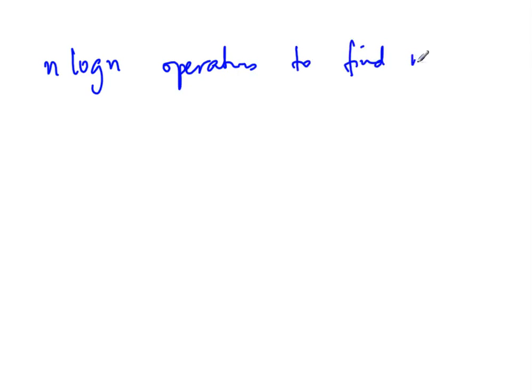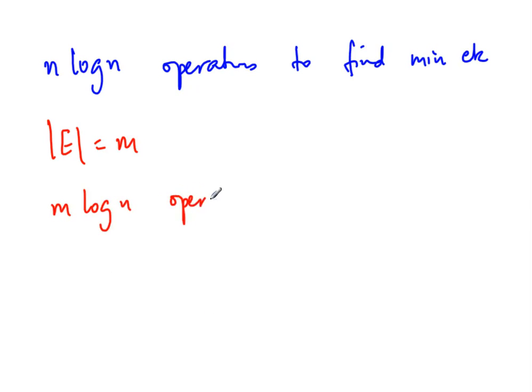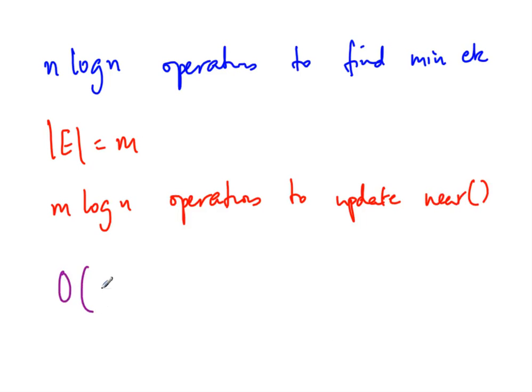So given this, we will have to do our old n log n operations to find the minimum, etc. And if the number of edges is typically denoted by m, we will have to do m log n operations overall to update the near values. So this gives us a total complexity of order m plus n log n.